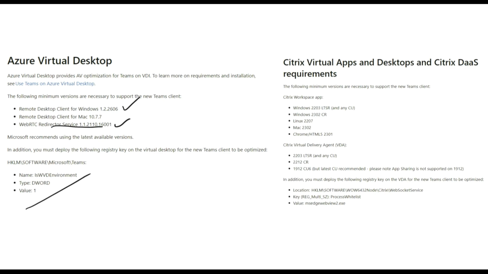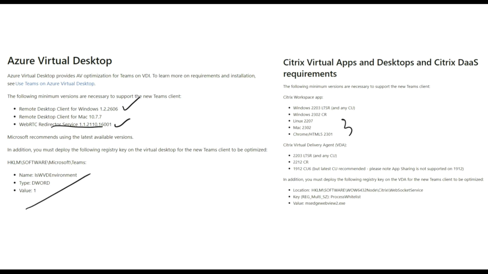So this is for the optimization, as I told you in the earlier section. Similarly, when it comes to Citrix CVAD, you should have Citrix Workspace app 2203 or 2302. If it is Linux or Mac, make sure you have these particular versions. Similarly, coming to the VDA, you should have 2203 LTSR, or 2212 current release, or 1912 CU6.